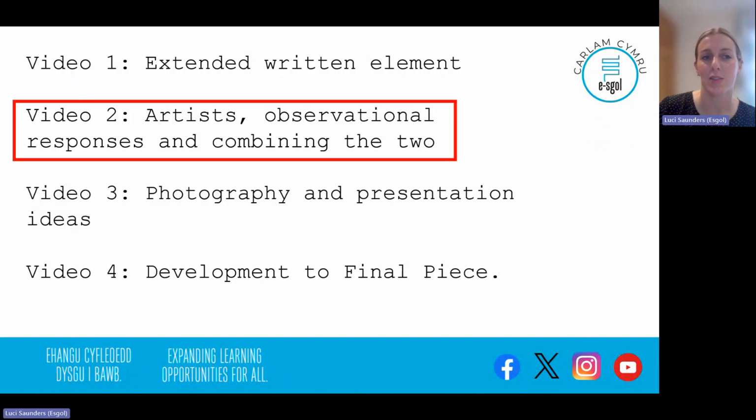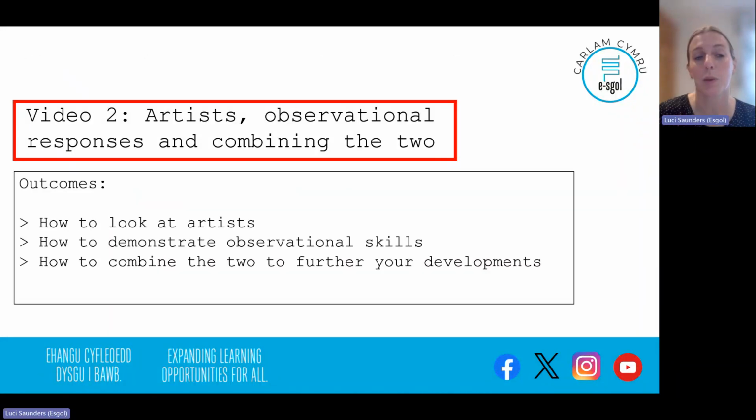So as I said, this is video 2. We will be looking at artists, observational responses and combining the two. And the outcomes will be how to look at artists, how to demonstrate observational skills, and then how to combine the two to further your development.